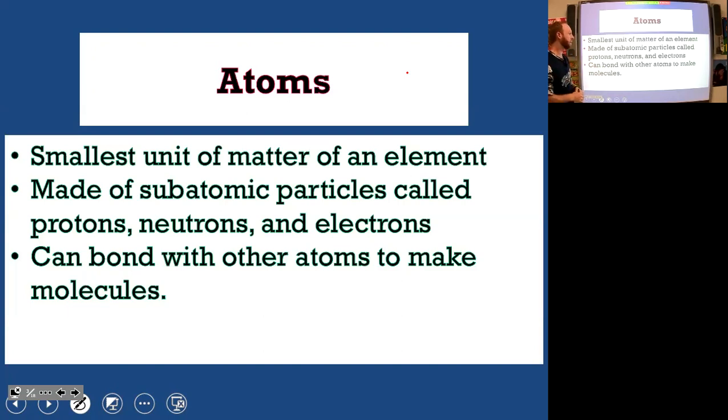Okay? Atoms are actually made of smaller pieces called subatomic particles, and the 3 different subatomic particles are protons, neutrons, and electrons. And then atoms can bond with other atoms in order to make new substances called molecules. So for example, water is a molecule made of H2O, 2 hydrogen atoms bonded together with an oxygen atom.